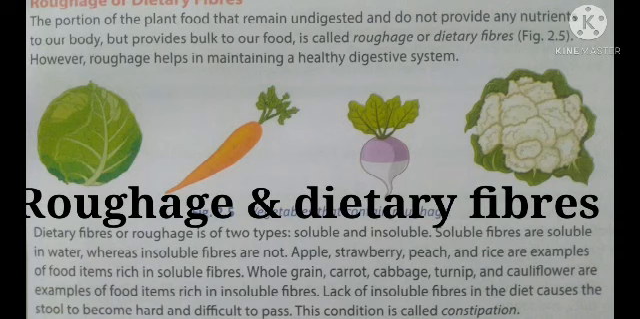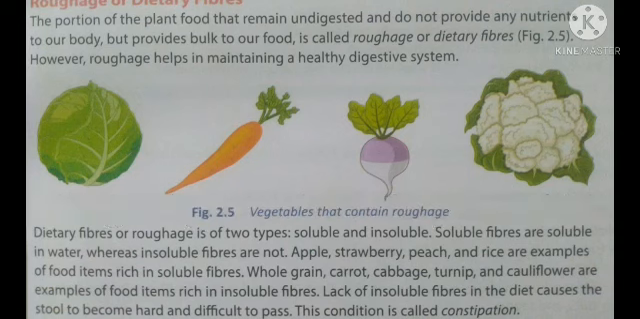Now, roughage and dietary fibers. The portion of the plant food that remains undigested and does not provide any nutrients to our body but provides bulk to our food is called roughage or dietary fibers. Roughage helps in maintaining a healthy digestive system. As you can see, dietary fibers or roughage are of two types: soluble and insoluble.